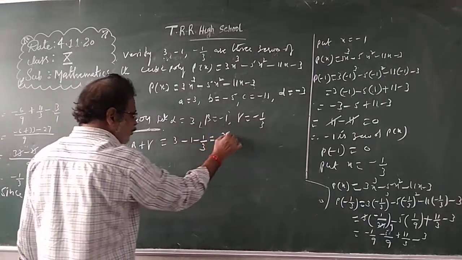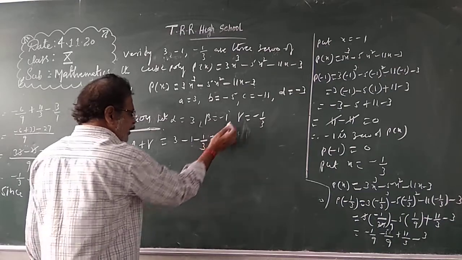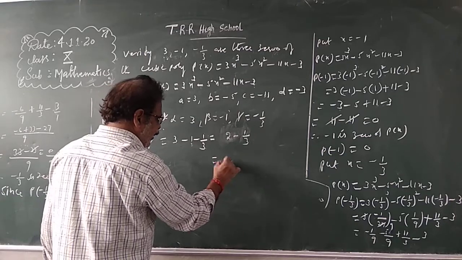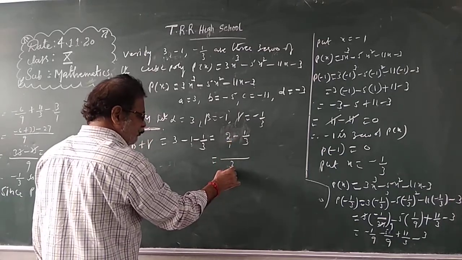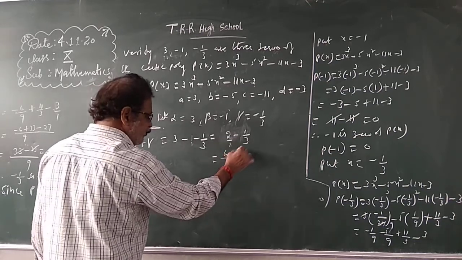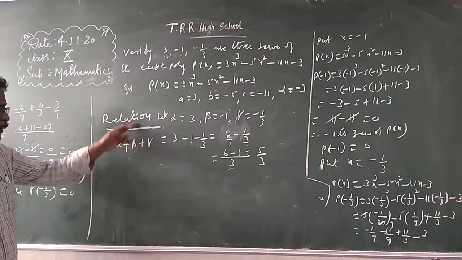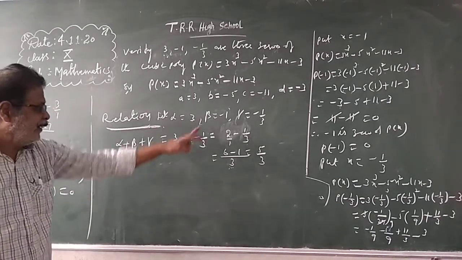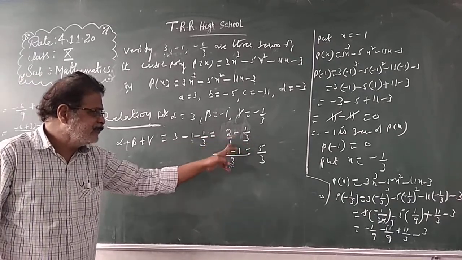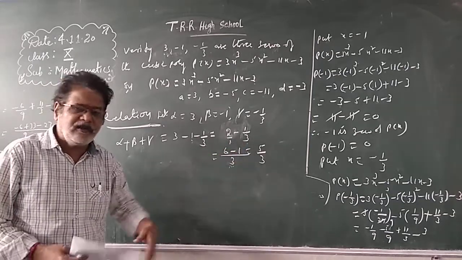So 3 minus 1 minus 1 by 3. 3 minus 1 is 2, 2 minus 1 by 3. Take LCM, 3 by 1. 1 into 3 times, 3 times 2 gives you 6, minus 1. So we got 5 by 3. Sum of the three zeros, alpha plus beta plus gamma: alpha is 3, beta is minus 1, gamma is minus 1 by 3, which is 3 minus 1, 2, minus 1 by 3. 6 minus 1, 5 by 3.